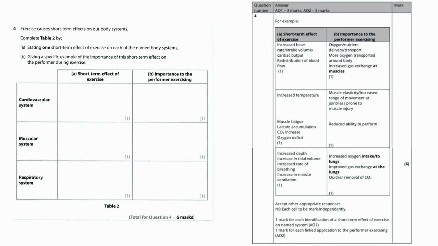So we need to pick a short-term effect on the cardiovascular system. So you could go with, for example, increased stroke volume. And the importance of this would be that an increased stroke volume would mean that there is more blood flow coming out of the heart and going to the muscles. Therefore, more oxygen is arriving at the muscle sites. So something along those lines, and you're going to get your 2 marks.